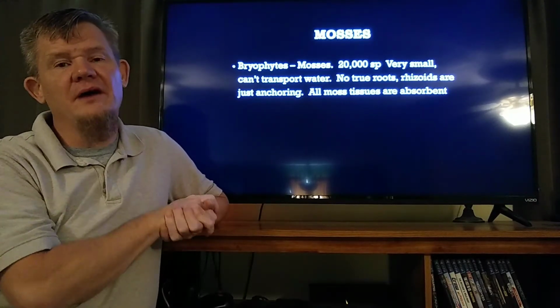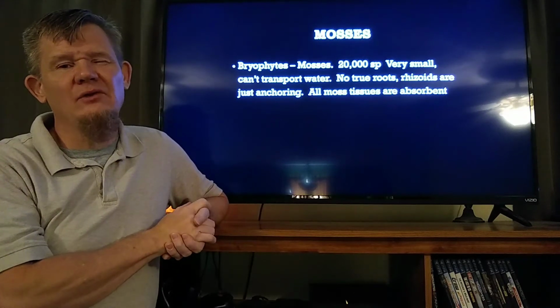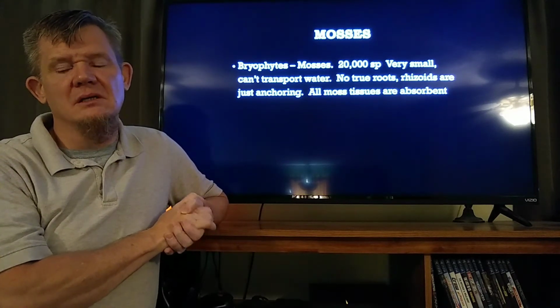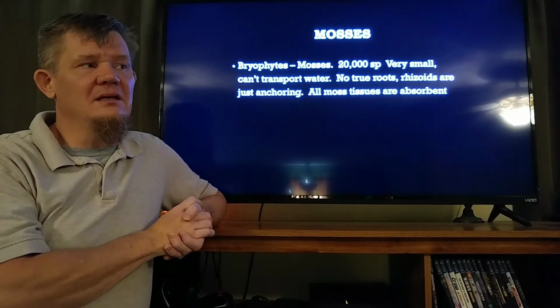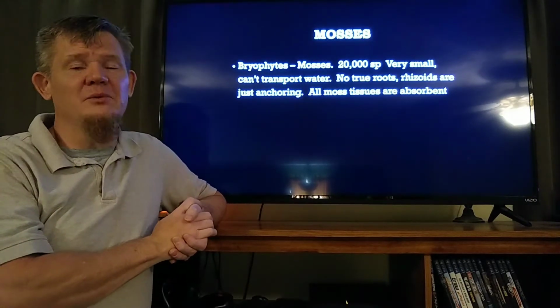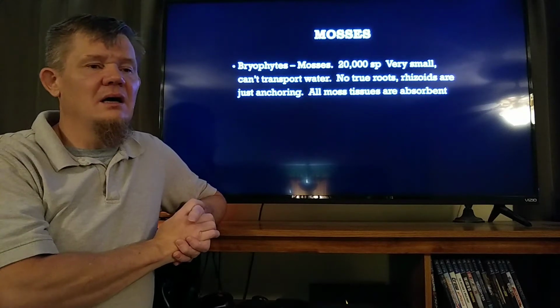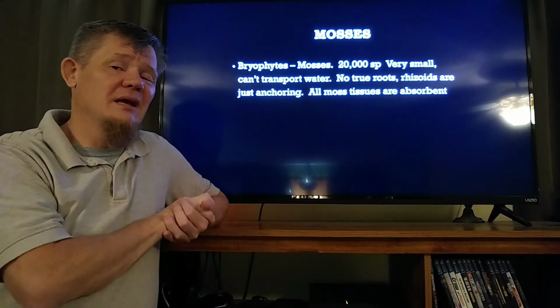Mosses are called bryophytes. There's only about 20,000 species of mosses. 20,000 sounds like a lot, and depending on what you're talking about, it is a lot. But when you're talking about species of a whole phylum of animals, it's not that many.